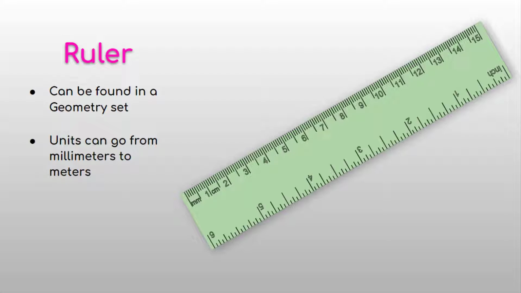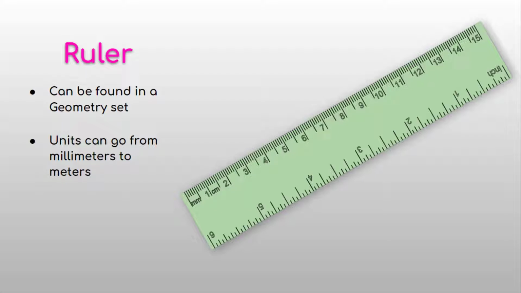Some rulers can measure up to 1 meter. Some are even foldable and can measure up to 3 meters when extended fully. These rulers are best used to measure lengths such as the distance between objects in a building or a room.